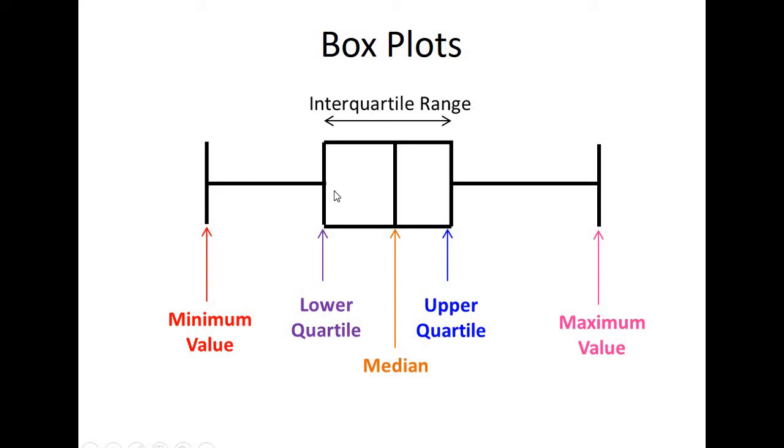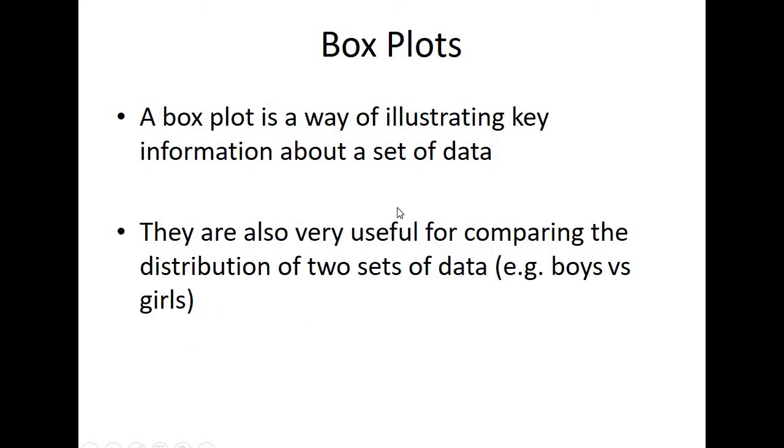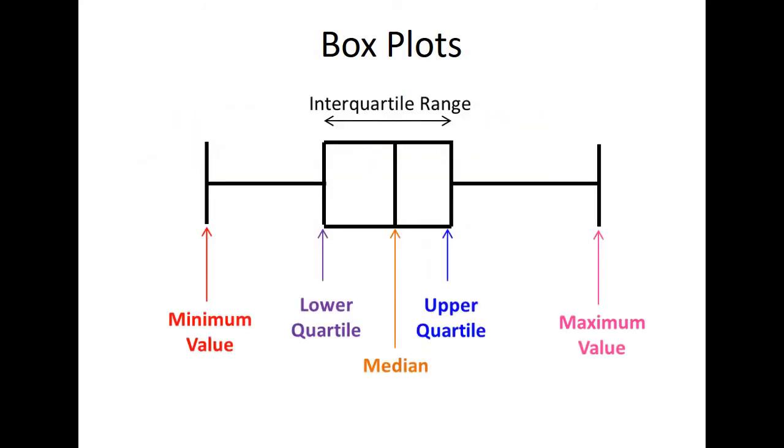These are called whiskers. Sometimes it's called a box and whisker plot. And the lower quartile, the median, and the upper quartile form this rectangle, and it's very clear to see the shape of the data. You can also see if there's any skew, any positive or negative skew.